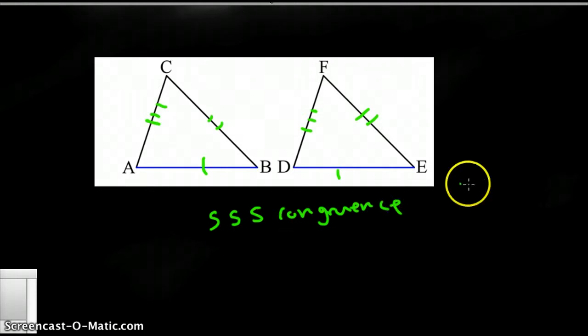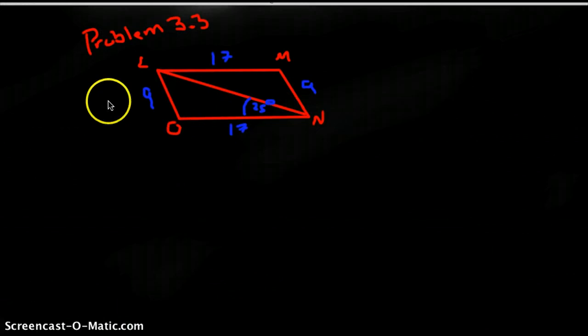This is one of the ways to prove that two triangles are congruent, if you can prove that all their sides are equal. Now I'm going to go over one of the problems in the book, problem 3.3. I've taken the liberty of drawing out 3.3 here. What it asks is to find angle MLN.